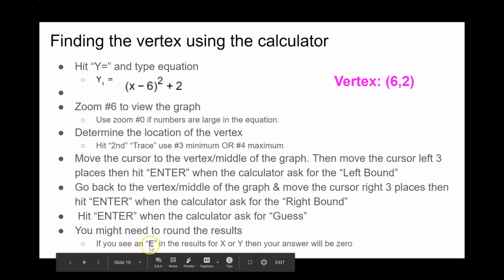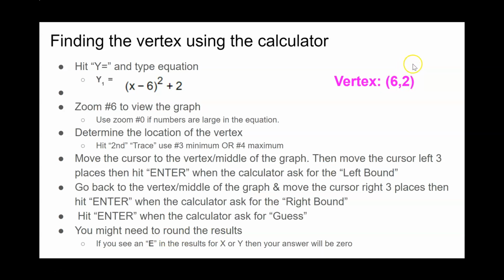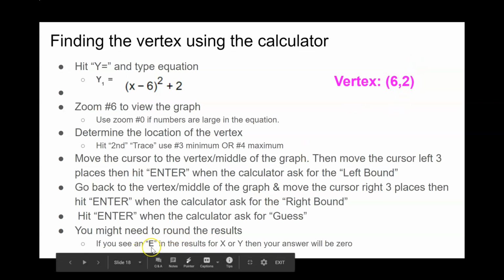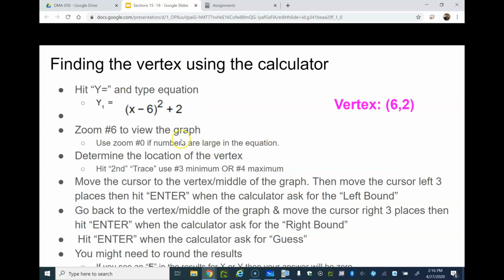And if you see an E as a result as far as your answer, the answer is going to be 0 for your calculator. Sometimes the calculator doesn't tell you a definite 0, but for the vertex, it'll have like E raised to -13 or something. Just know that when you see the E, your answer is 0 for that particular number. So let's put this in the calculator.